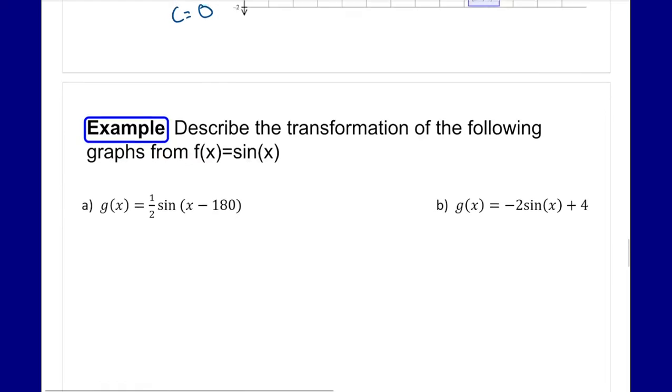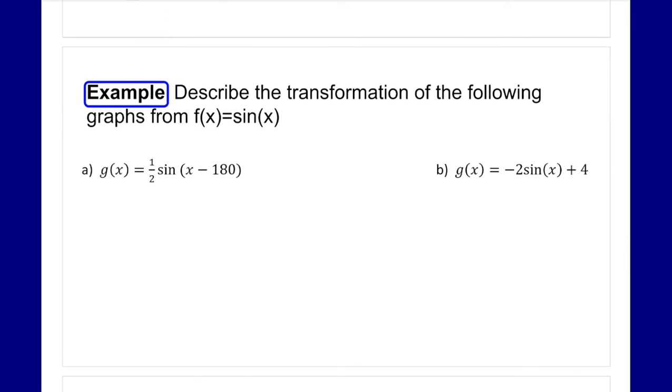So let's go through some examples of trying to describe the transformation of the following graphs from our base form. First one, we have g of x equals 1 over 2 times sine of x minus 180. So in this case, we have an A value of a half and a C value of 180. Again, opposite of what we see. The A value tells me, because it's a fraction, it's between 0 and 1.